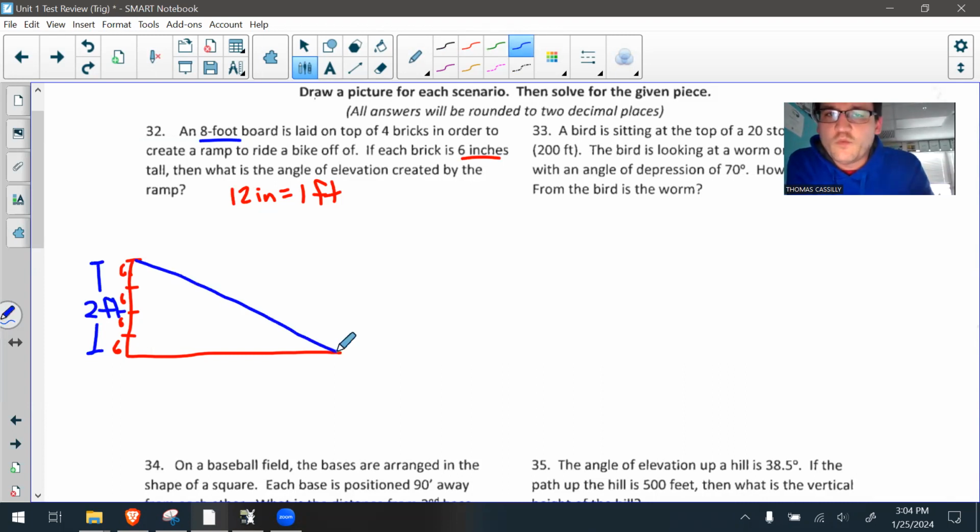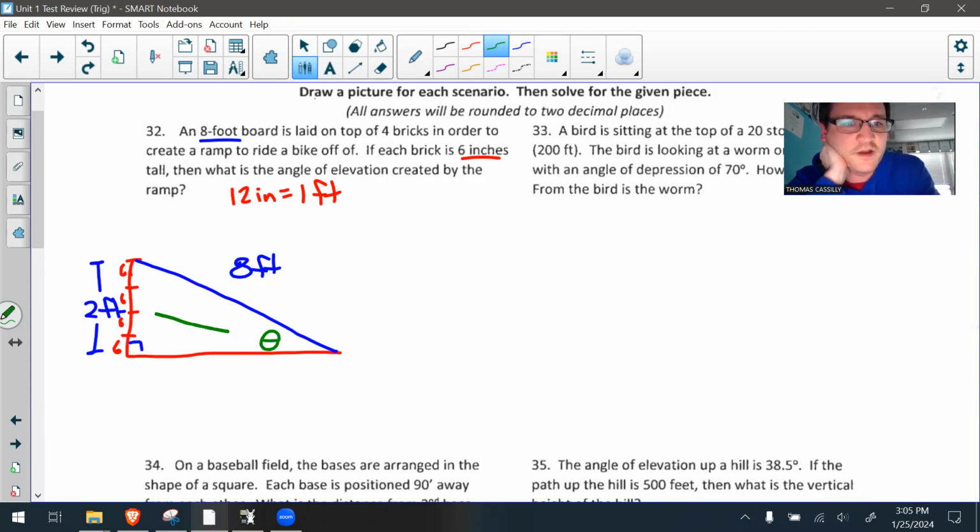So you have to think, where is the board going? The board's not going to go on the floor. It's not going to be flat. That wouldn't make sense. That would be a terrible ramp, right? So our 8 has to be the hypotenuse of this triangle here. They're asking us for the angle of elevation created by the ramp, the ramp and the floor. So that's going to be this angle down here.